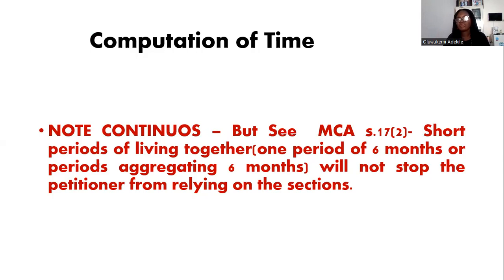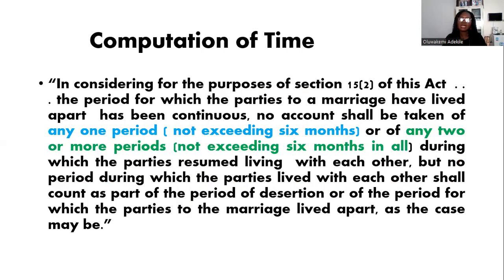However, under section 17(2) of the Matrimonial Causes Act, the law allows or gives room for short periods of living together, which do not exceed 6 months, either a whole period of 6 months or 2 or more periods not exceeding 6 months, whereby the parties will live together maybe in order to promote reconciliation of the parties. This time will not stop the petitioner from relying on the sections. So the fact that they lived together a week, 2 weeks, a month, provided it doesn't exceed 6 months of living together, will not preclude the bringing of the petition. Time will not cease to run.